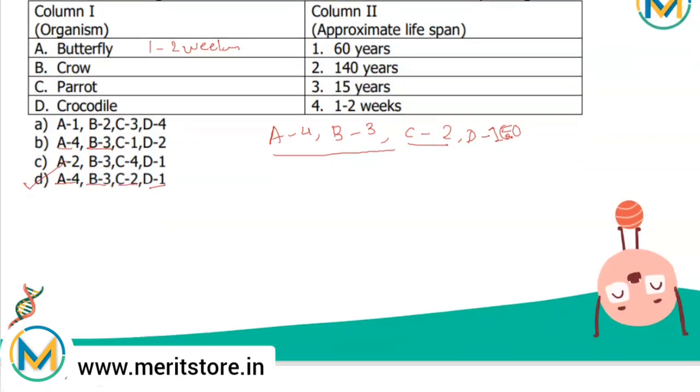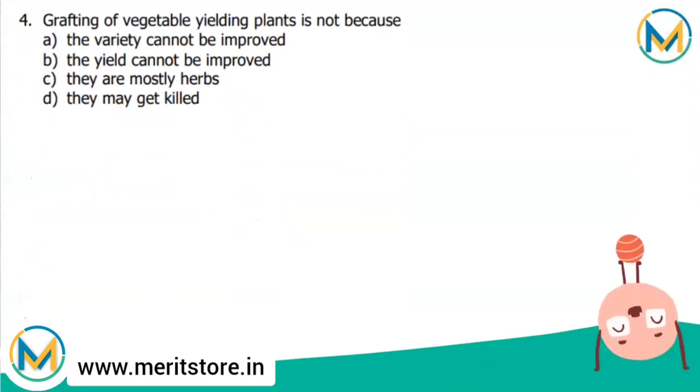Looking towards the next question, the grafting of vegetable yielding plant is not done because the variety cannot be improved, the yield cannot be improved, they are mostly herbs, they may get killed. So grafting is generally done between the related varieties of species. This method has been practiced for many economically useful plants such as rose, mango, apple, citrus, rubber, etc. So except that vegetables we don't apply grafting, because they are mostly herbs. So correct answer for this question is option C.